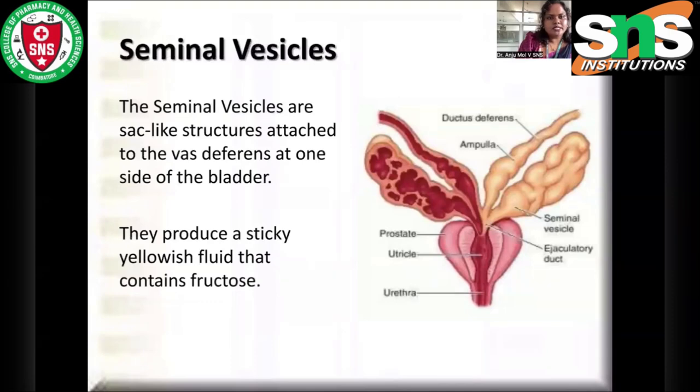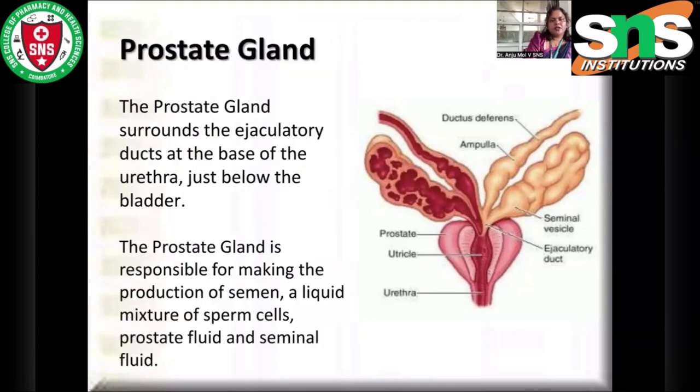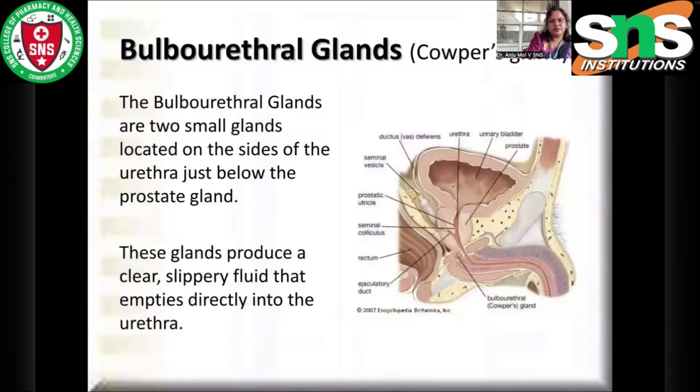When we come to seminal vesicles, they are sac-like structures attached to the vas deferens at one side of the bladder. They produce a sticky yellowish fluid that contains fructose. And while coming to the prostate gland, it surrounds the ejaculatory ducts at the base of the urethra, just below the bladder. The prostate gland is responsible for the production of semen, a liquid mixture of sperm cells, prostate fluid, and seminal fluid.